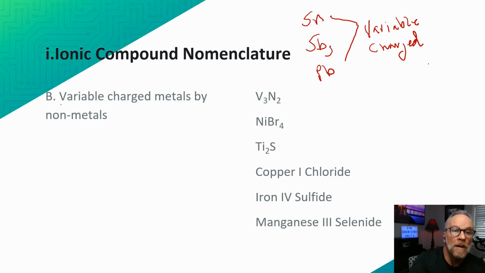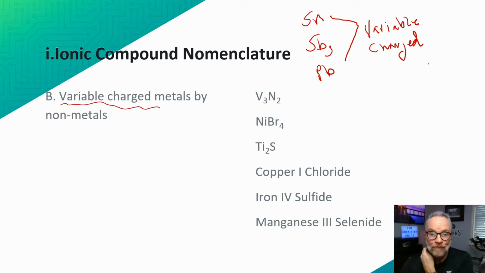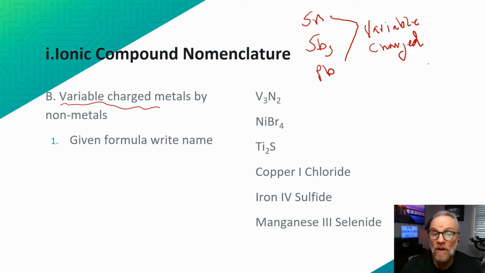So now we'll talk about variable charged metals. And these, you'll need Roman numerals to denote the charge. These are typically the transitional metals that carry multiple oxidation states or charges. And so in the name, you have to note the charge of the metal with a Roman numeral. And so let's go over how to do that. Let's first, given the formula, write the name. And then given the name, we'll write the formula.